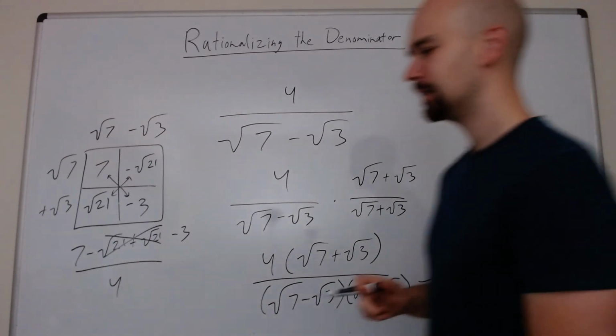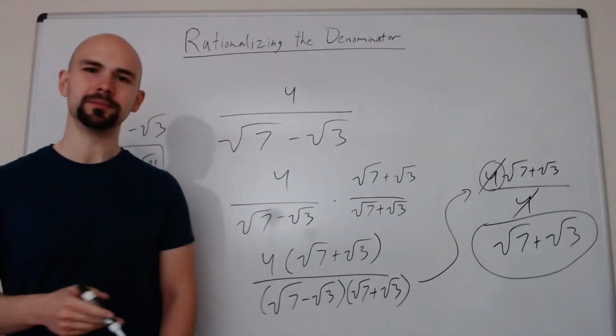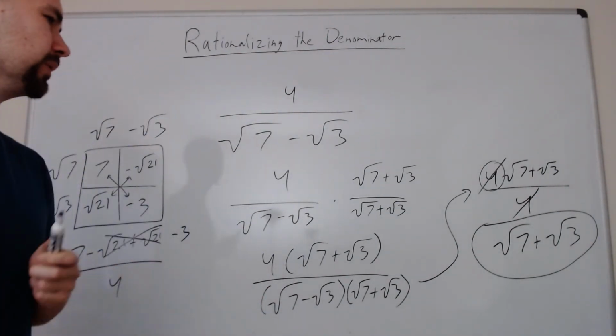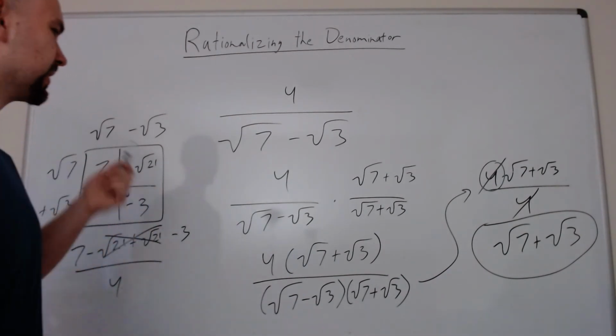And the trick really, again, is just finding the conjugate of whatever square root you're trying to get rid of in the denominator, or square roots in the case of this problem.